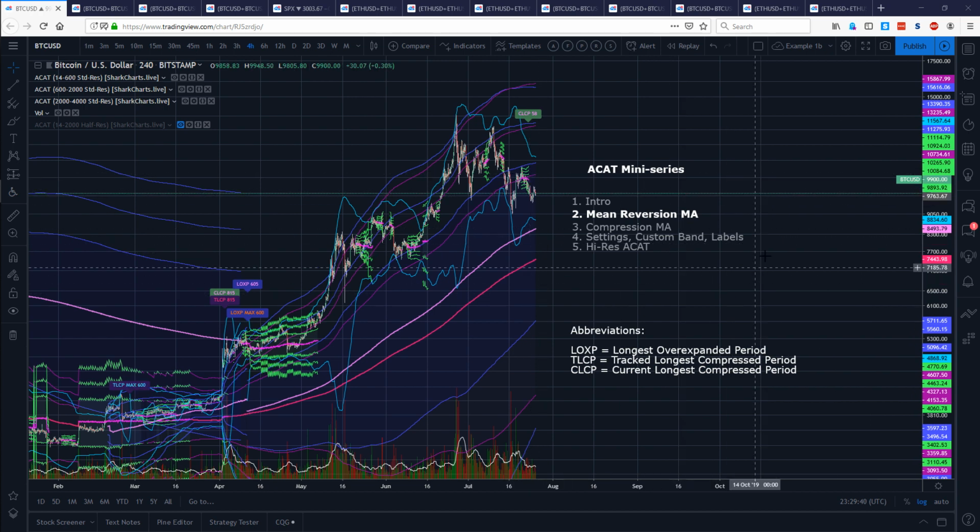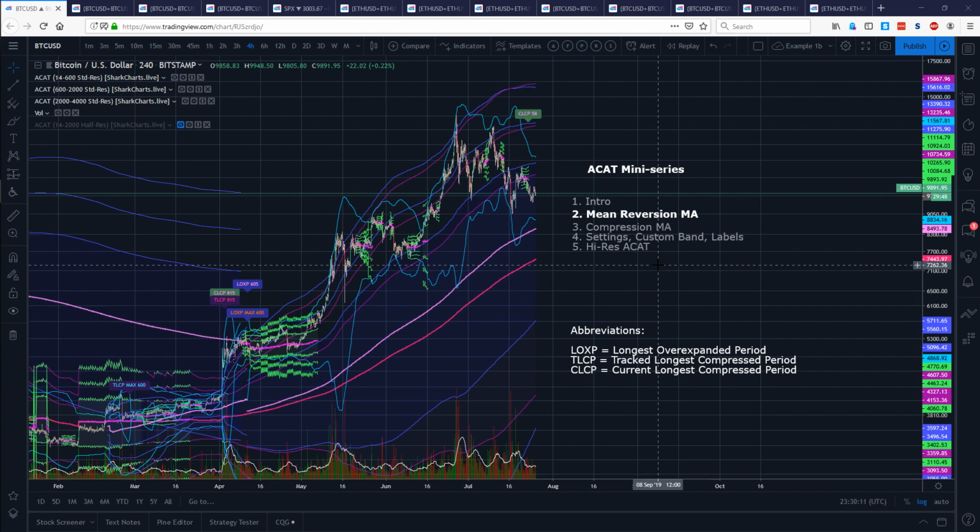This video is focused on mean reversion moving average, which is the blue band with the lilac mean. When we launched sharkcharts.live, this was the only component of ACAT we had. It does the most obvious thing. It tracks the longest overexpanded period in an adaptive manner. And then as it reverts to the mean, it is designed to reset and start tracking anew.